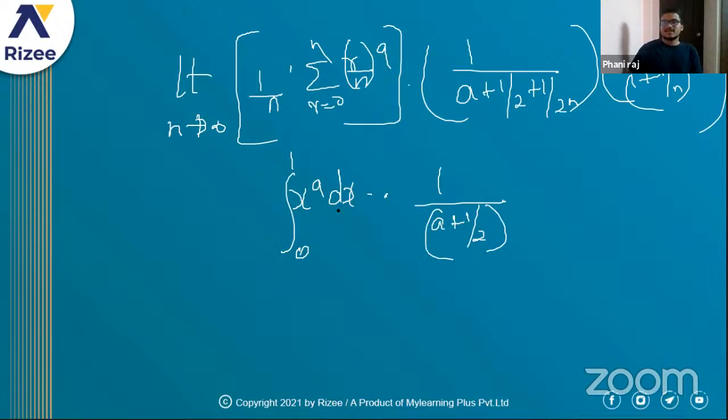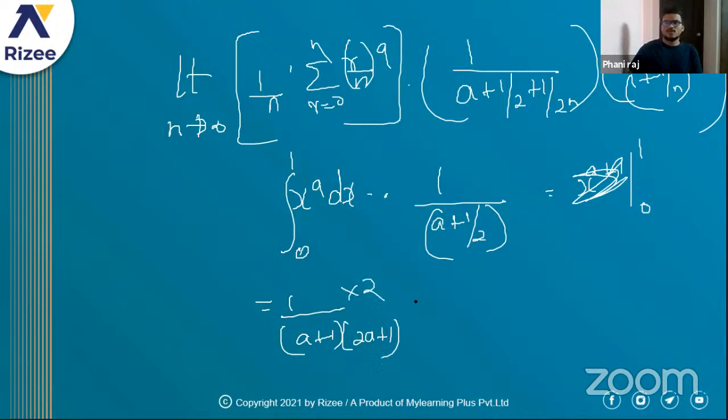Now what is this? x^(a+1)/(a+1). So this is equal to x^(a+1) with limits going from 0 to 1. So it's 1. So this is equal to 1/(a+1) into (2a+1) into 2. This is given to be 60. So (a+1)(2a+1) = 120.